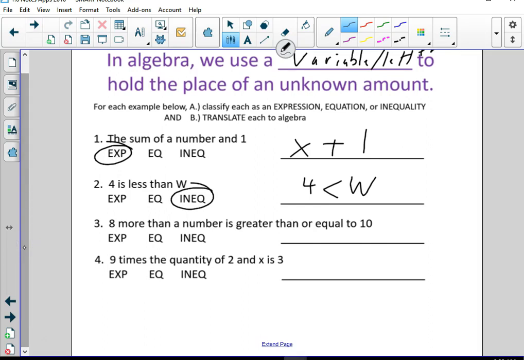8 more than a number. 8 plus X. 8 more than whatever that number is, greater than or equal to 10. Well, that's an inequality again.